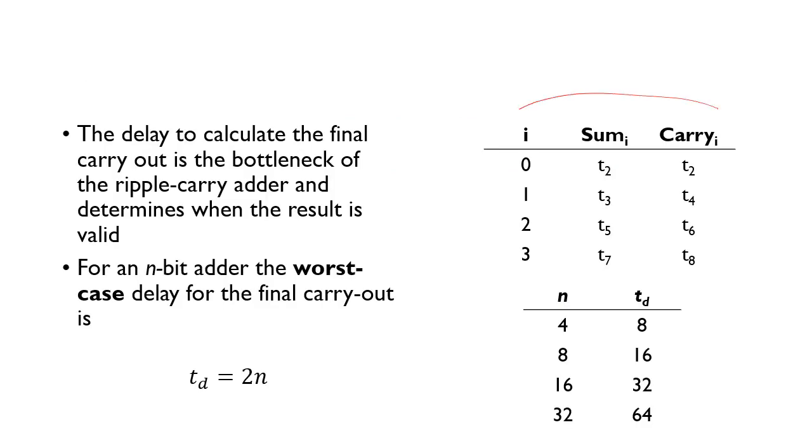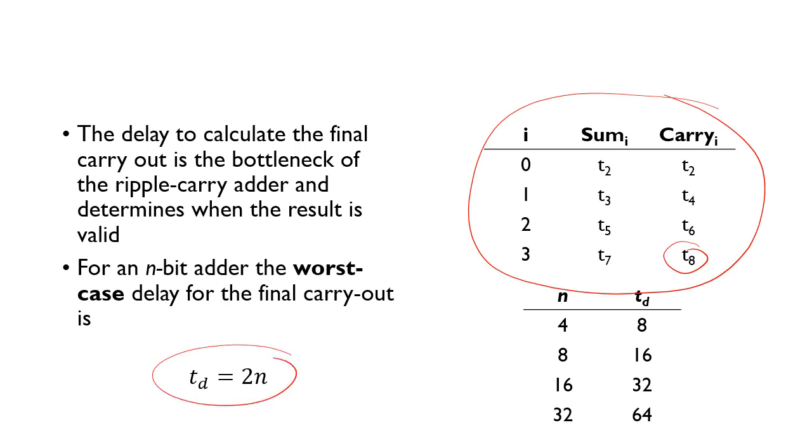So we can make a more general case. This is a table that shows the delays for each stage in the full adder. The bottleneck really is the time to calculate this final carry out, and then we can generalize that case for an n-bit adder. The worst case delay is essentially twice the number of stages, or the number of bits in the adder. In our case we had 4 bits, and we got a delay of 8. So you can see that this increases by a factor of 2. So for a 32-bit adder, it's actually going to take 64 gate delays to get a correct answer, which is not really acceptable.